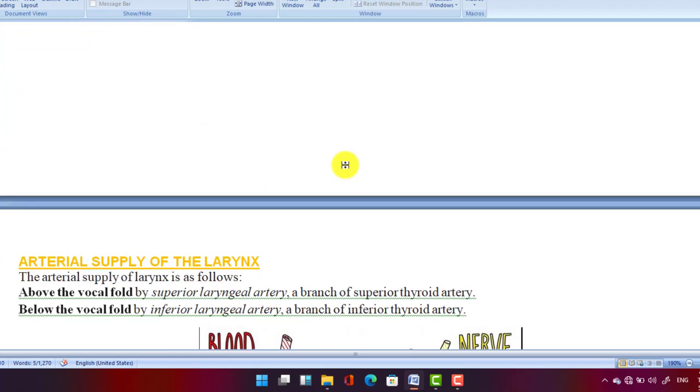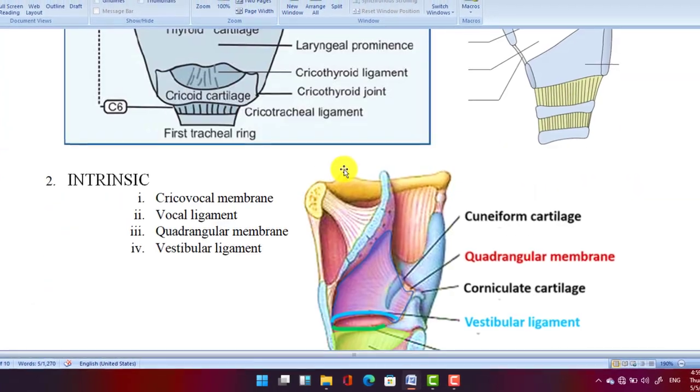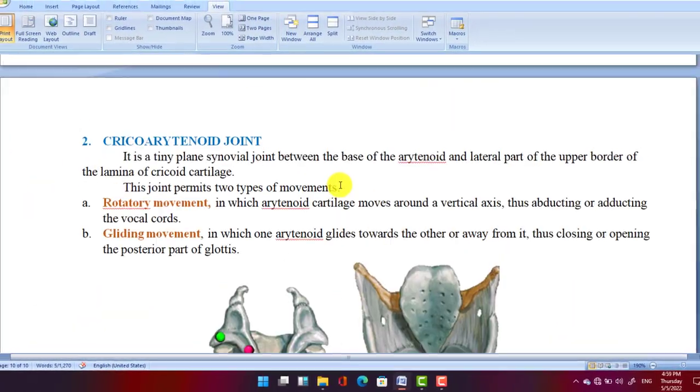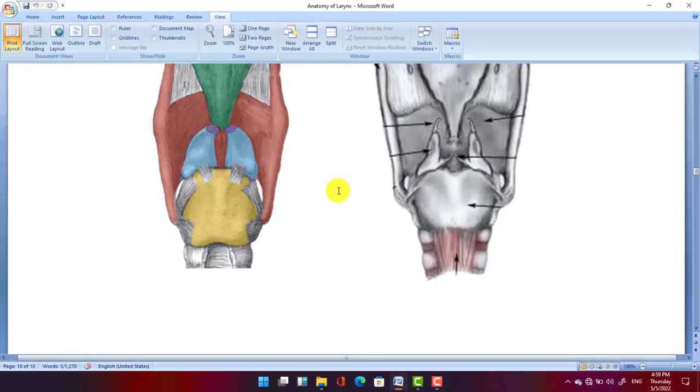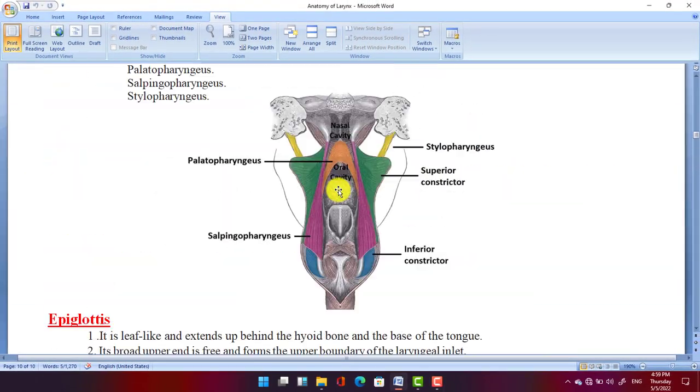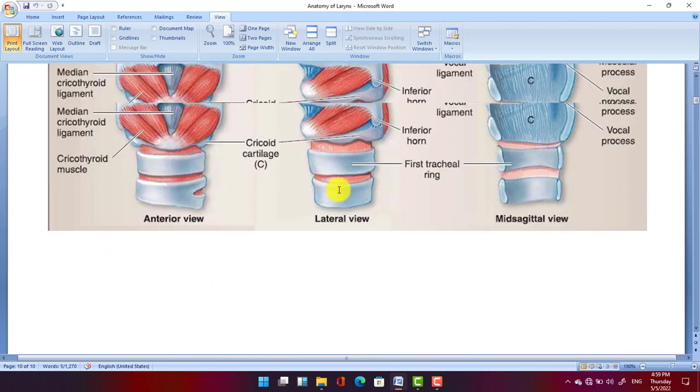So my dear friends, I have tried my best to cover everything about the larynx. These were the notes which I have made by myself.